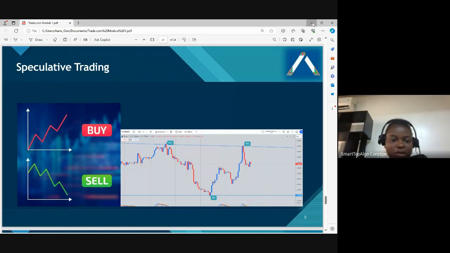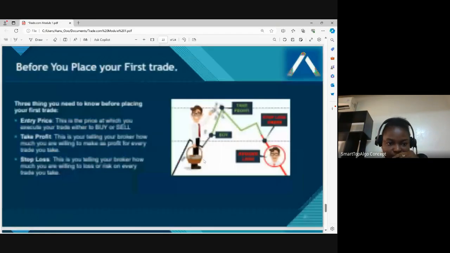Are we all together? This is just to explain in detail how we make money here. Speculation: trying to be at the right side of the market at the right time. That is how we make money. Okay, I hope we are still together.